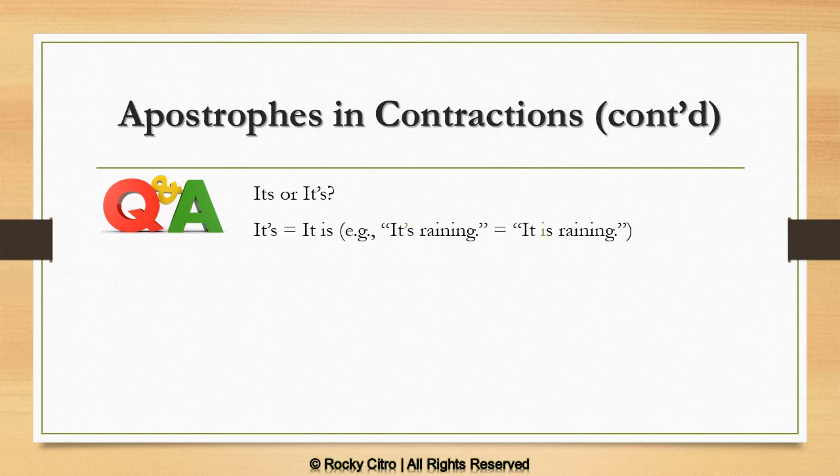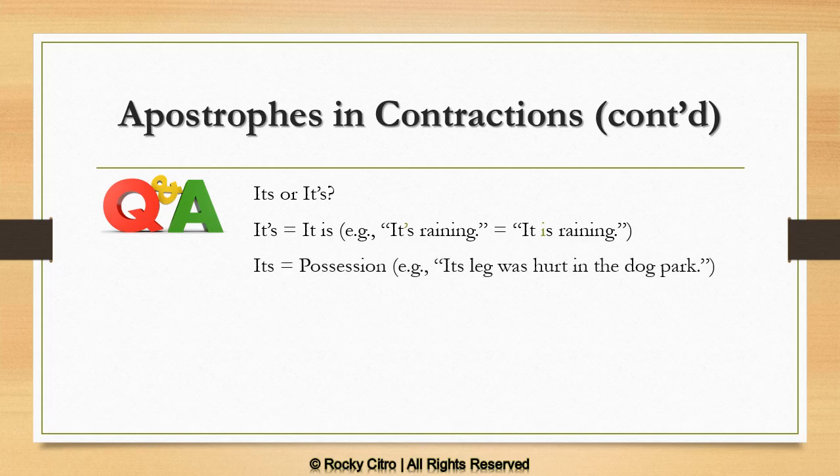Well, if it has the apostrophe, we know that we're replacing some letter. So what letter are we replacing? Well, we're replacing the I in is. So it's raining, for example, it is raining. So you know to use an apostrophe if you can say it is. So if you can say it is, it's important, it's possible, it's interesting, all of those would use an apostrophe because it is important, it is interesting.